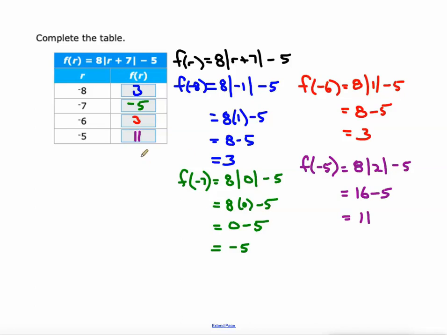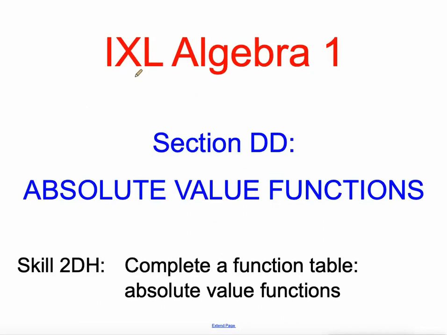We did everything right. So we'll start seeing what these graphs look like in future videos. All right, so that should get you started on skill 1 of section double D, completing a function table for absolute value functions.